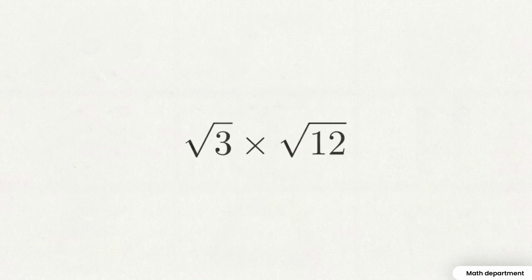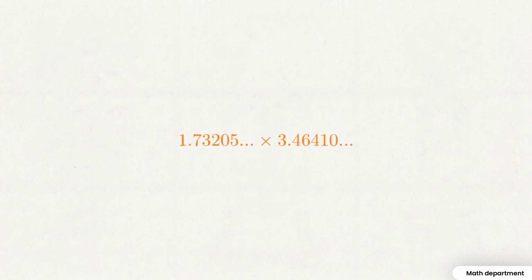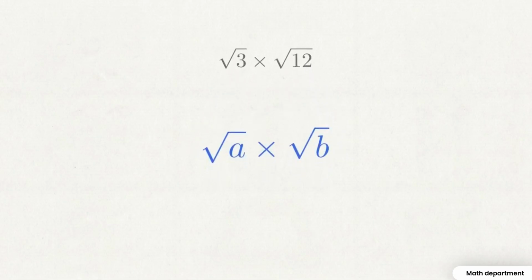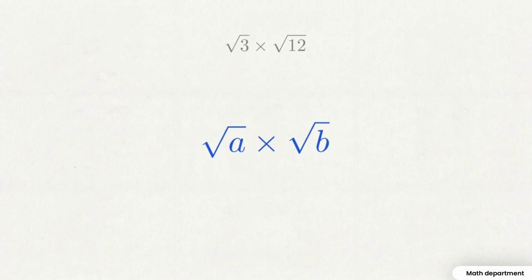If you try to multiply the square roots of 3 and 12 using a calculator, you get a mess. You're multiplying 1.73205 by 3.4641, and you end up with an ugly trailing decimal that is never perfectly accurate. But if we leave those numbers in their radical forms, keeping them safely inside their root houses, we maintain perfect precision. Here is the core rule.